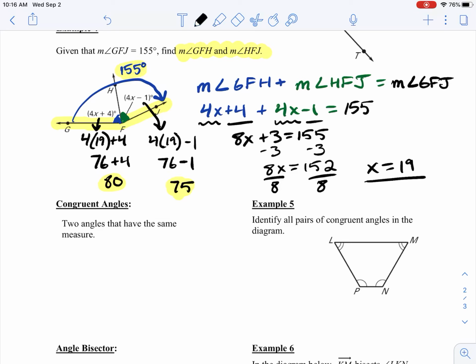So for our final answers, I have the measure of angle GFH is equal to 80 degrees, and the measure of angle HFJ is equal to 75 degrees.